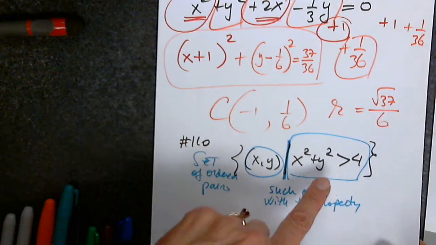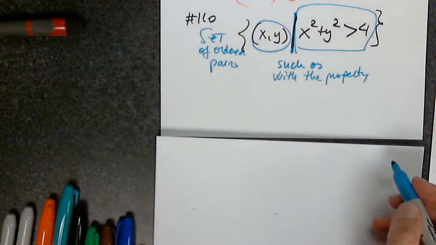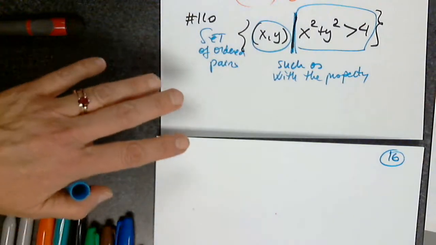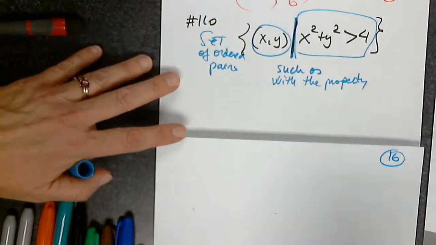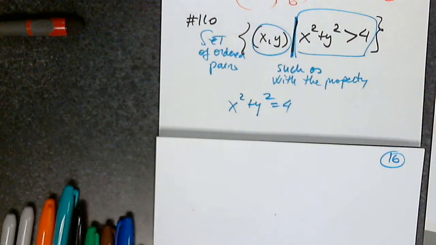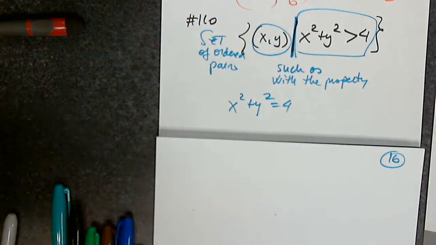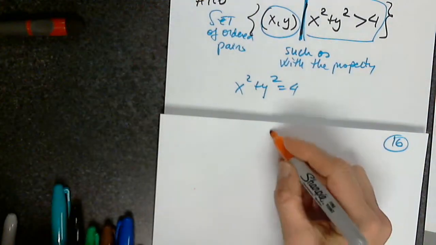Okay, so I have to graph this. Give me the equation. I'm not changing the inequality into an equation, but just give me the equation as if it would be an equation. x squared plus y squared. How do I graph this? What is it? Circle, radius, center. Exactly, very good.